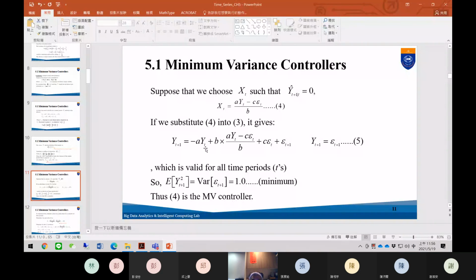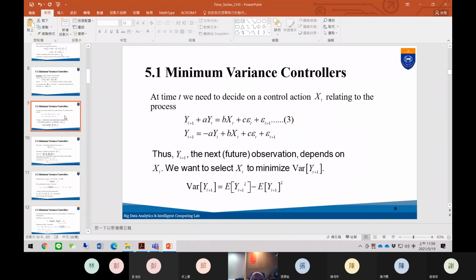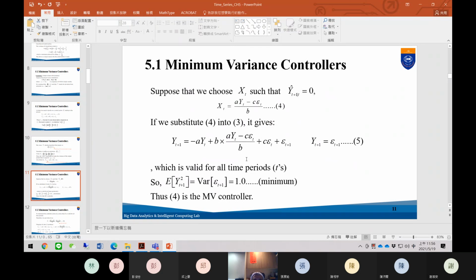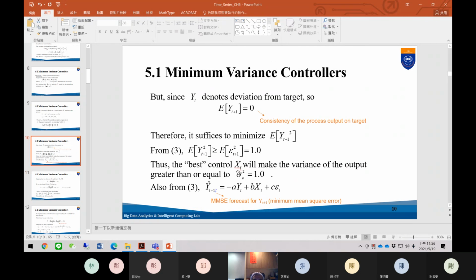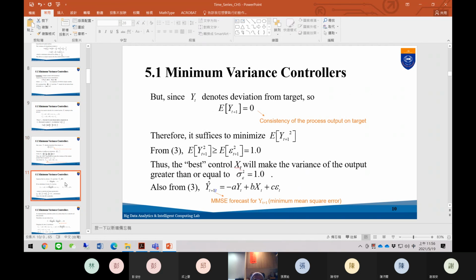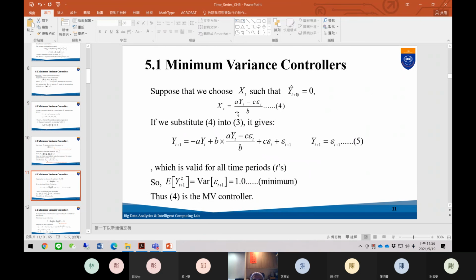Then we'd like to confirm how it can be true. We substitute equation 4 back into number 3. We just plug in here. What's going to happen? Well, very cool. YT plus 1 minus AYT, this is number 3 right here, plus B and plug in XT, AYT minus C epsilon T over B.